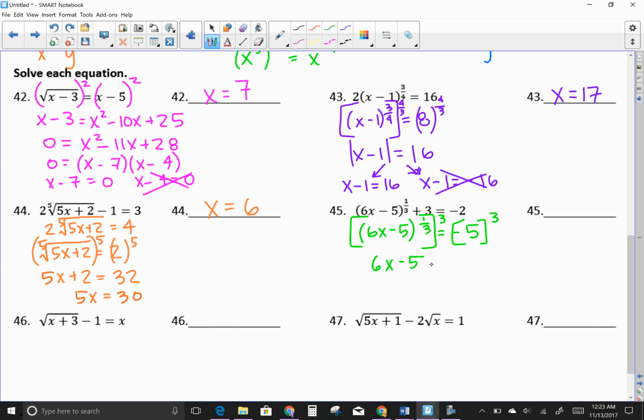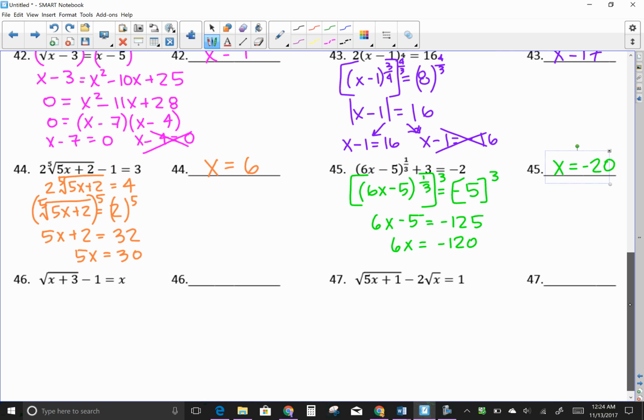6x minus 5 equals negative 125. So I'm going to add 5 to both sides. 6x equals negative 120. Divide by 6, and x equals negative 20. Okay, check it. 6 times negative 20, negative 120 minus 5 is negative 125. The cube root of negative 125 is negative 5 plus 3, and that's negative 2. So we are good to go.